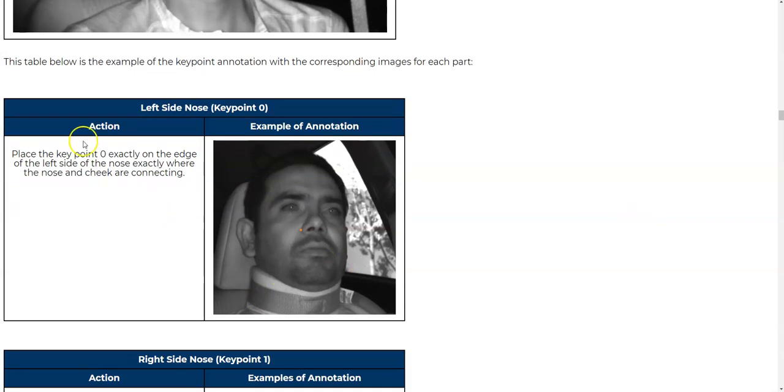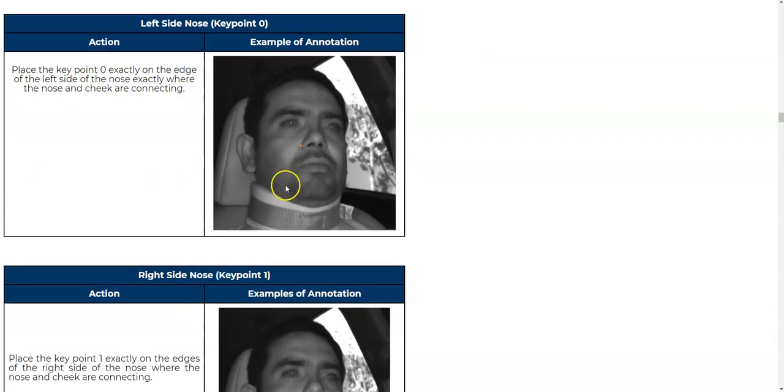All right. So for left side nose, we'll use key point 0. Place key point 0 exactly on the edge of the left side of the nose, exactly where the nose and cheek are connecting. You can see in the image, the nose and the cheek are connecting here. So you are required to place the key point at this region. It shouldn't be up here, it shouldn't be bottom here. It should be exactly at the side, at the curve here that joins the nose and the cheek.